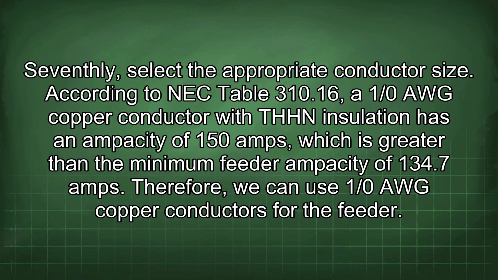Seventhly, select the appropriate conductor size. According to NEC Table 310.16, a 1/0 AWG copper conductor with THHN insulation has an ampacity of 150 amps, which is greater than the minimum feeder ampacity of 134.7 amps. Therefore, we can use 1/0 AWG copper conductors for the feeder.